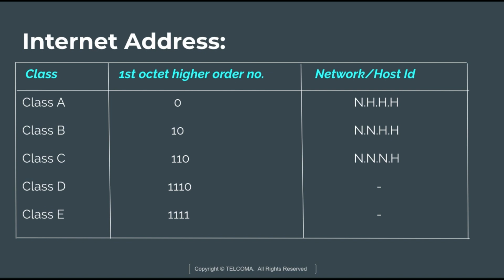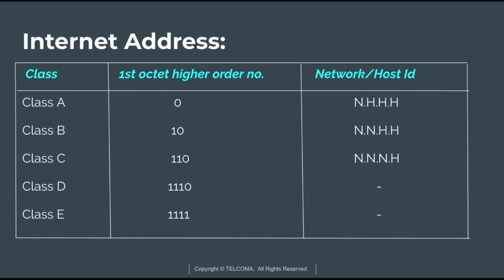Next, in class C, the first octet higher order bits are 110, and the first 3 octets represent the network bits, and the last octet represents the host ID. Whereas in class D, the first octet higher order bits are 1110, and in class E, the first octet higher order bits are 1111.